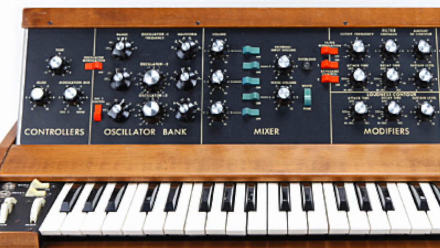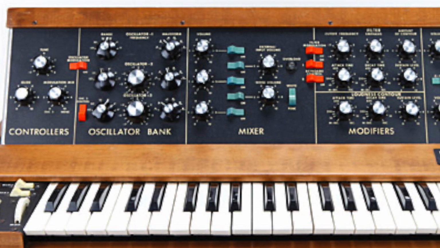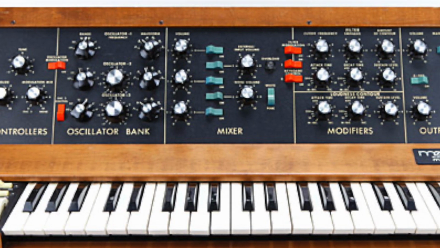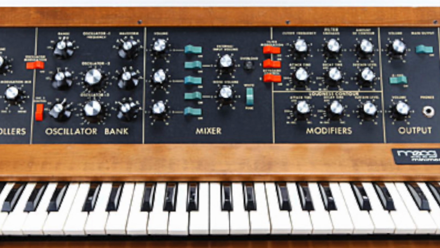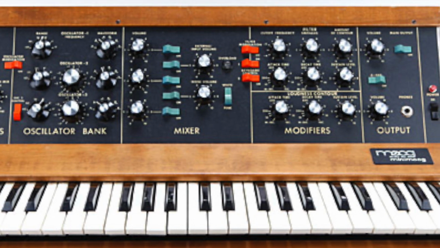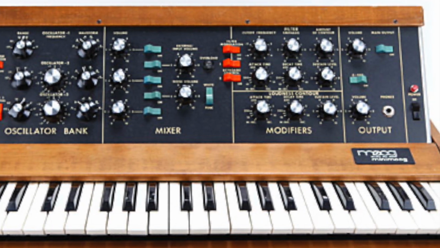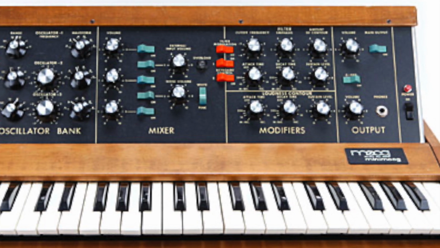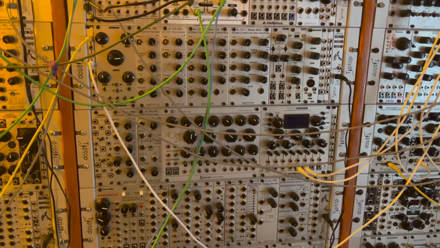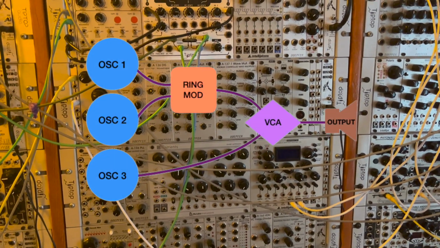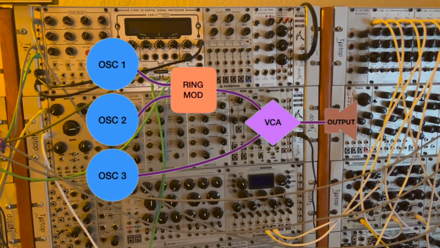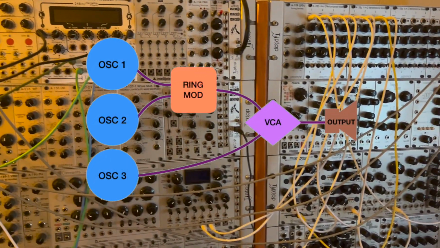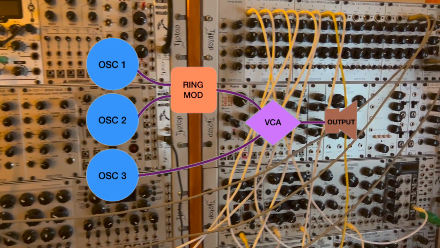Going back to our mini Moog example, you could use a modular system to build up the components, the 3 oscillators, filter and amplifier, and contour generator of the mini Moog, and then add in some extra patching that a normal mini Moog would never be capable of. For example, you could use 2 oscillators ring modulating each other, and then use the 3rd oscillator as an amplitude modulator for the output of that ring modulator.